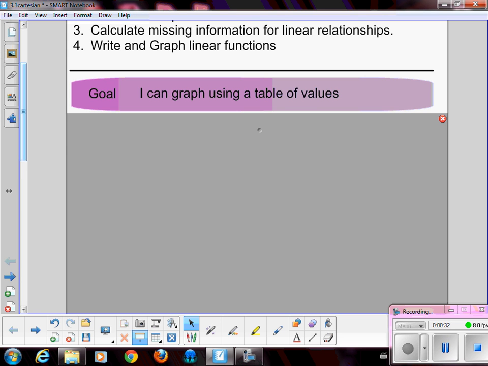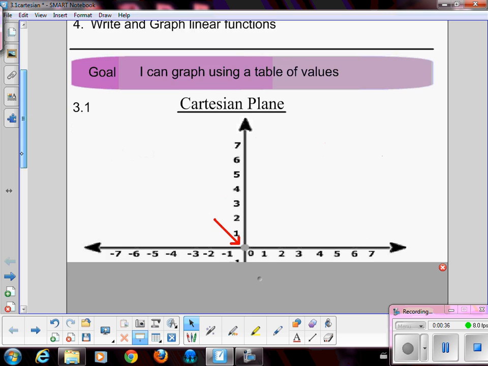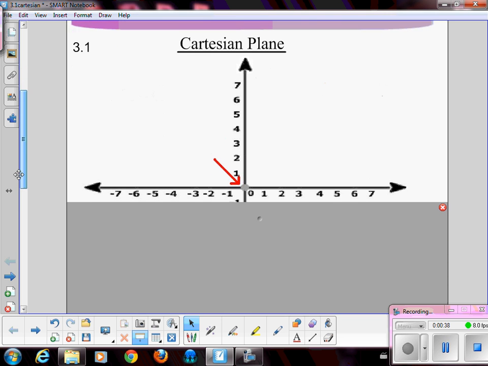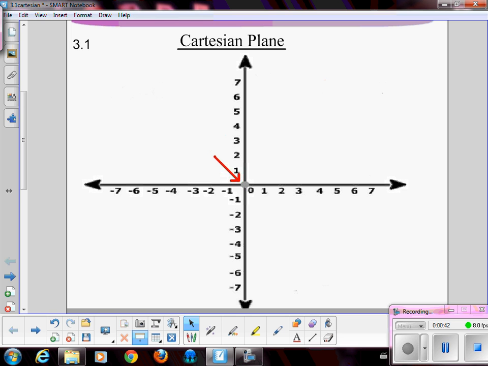Before we actually get into the graphing, let's take a look at this item here. This is called the Cartesian plane. You've seen the Cartesian plane before, and it has a few different things that are important for us to understand. It's like a number line that goes both horizontally and vertically, and they intersect at 90 degrees. So it's like a number line in both places.